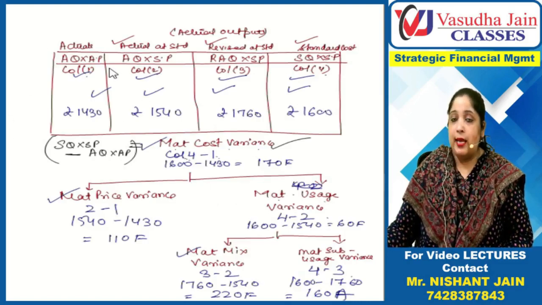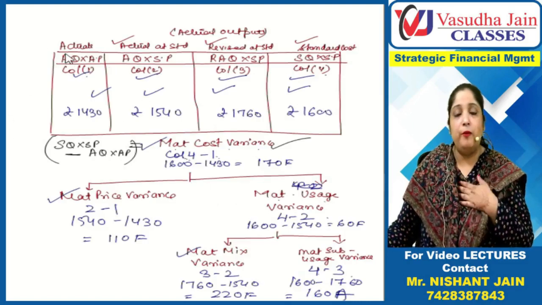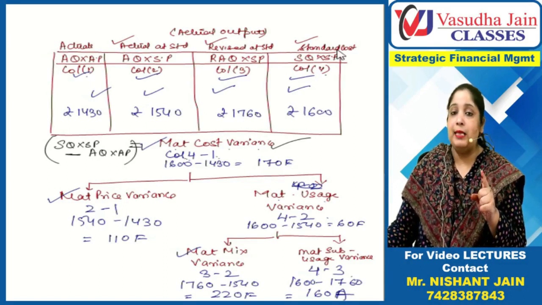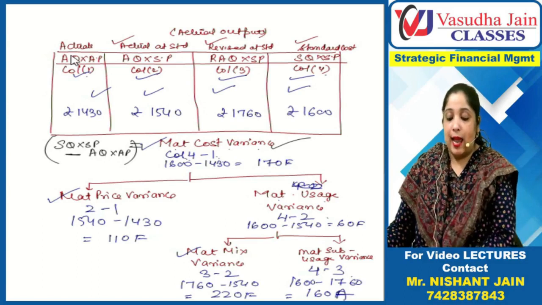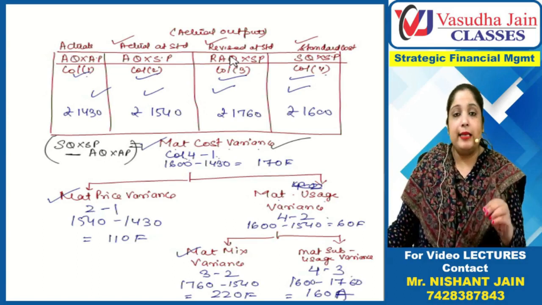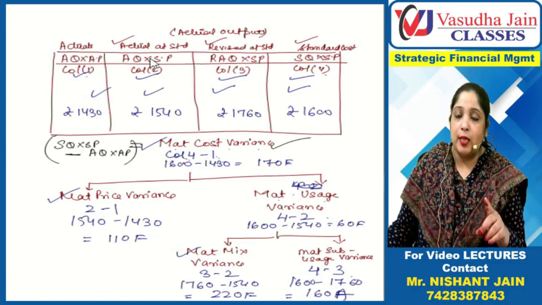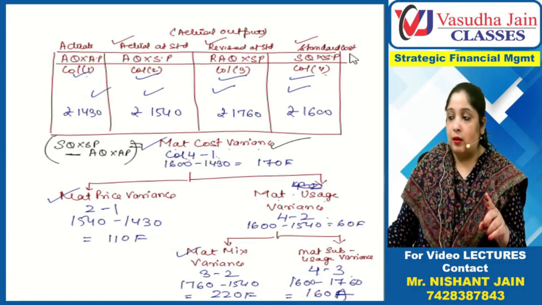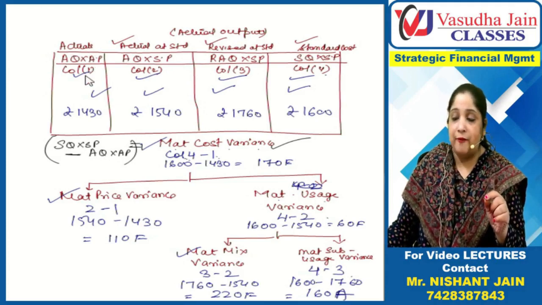Now, again, I'm saying what you have to memorize. Only for me, you have to memorize only one thing, or rather, I should say two things. These four names, please repeat the names: actuals, actuals at standard, revised at standard, and standard. One more time: actuals, actuals at standard, revised at standard, and standard. After reading these names, you can write the formula also.